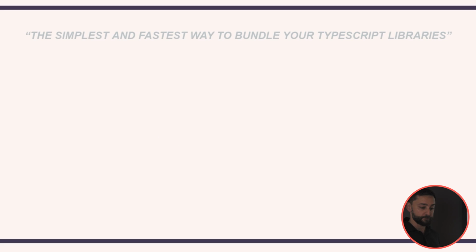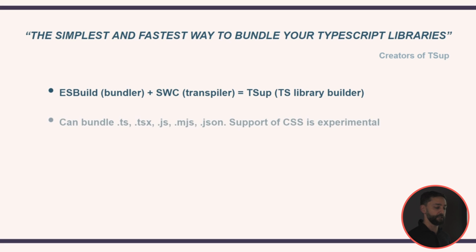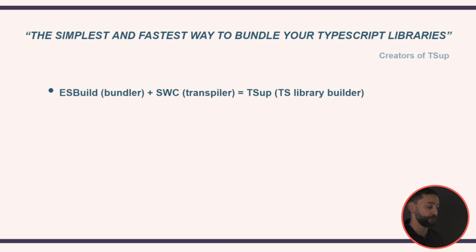So what is Tsup? According to their creators, it's the simplest and fastest way to bundle your TypeScript libraries. Basically, Tsup is using esbuild under the hood, which is the lightning fast bundler, and SWC, which stands for Speedy Web Compiler. So it's also lightning fast. It even knocks esbuild out of the box. So basically, Tsup is using both of them to build the TypeScript libraries and bundle them together.